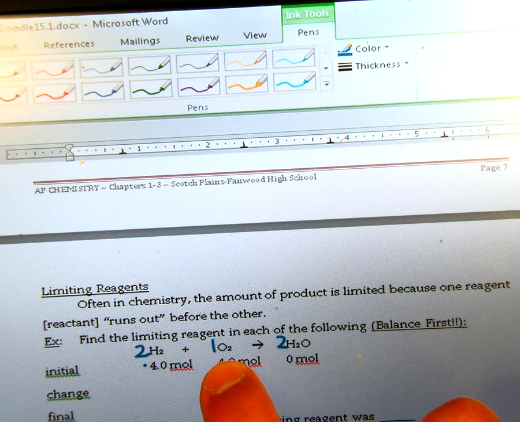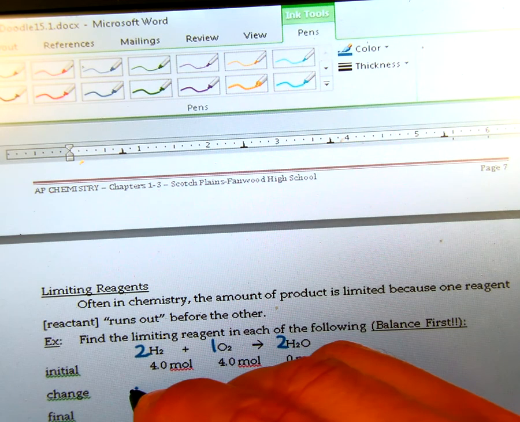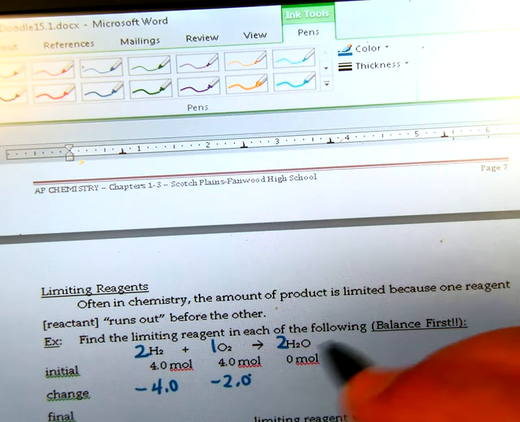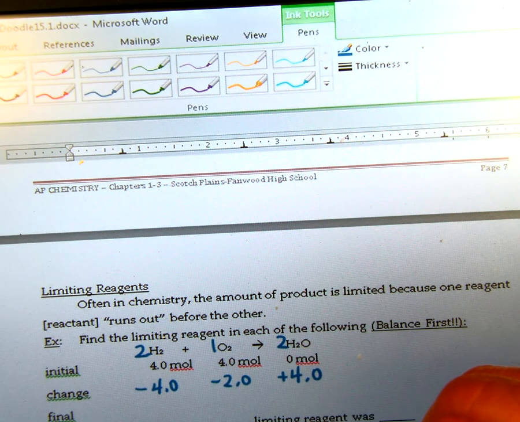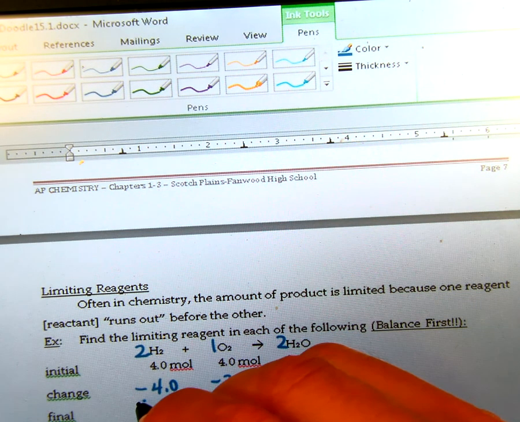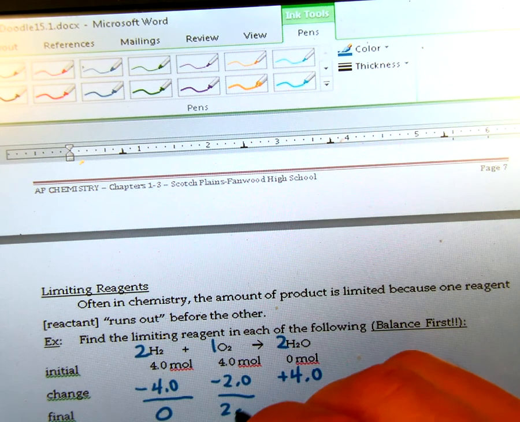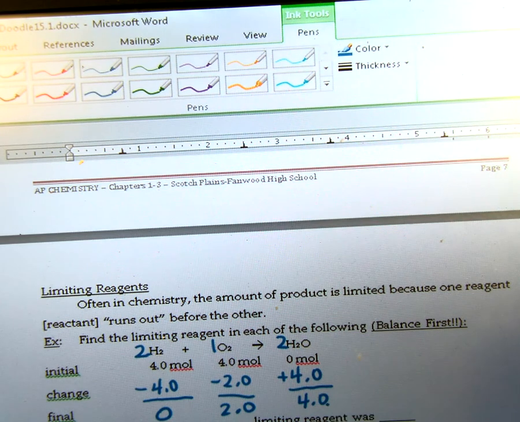So now you move your finger and see, do I have 2? Yes, I have more than enough. So I'm going to use up all 4 of the hydrogen. I'm only going to use up 2 of the oxygen, and I'm going to make 4 of the water. Now when you're all done, you'll be out of hydrogen. You'll have 2 leftover moles of oxygen, and you would have made 4 moles of water, and the limiting reagent is the one that ran out, which is the hydrogen.